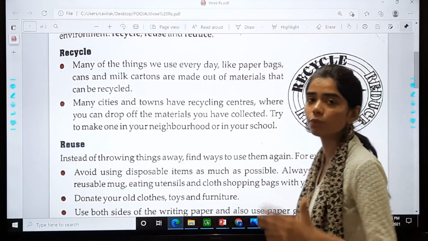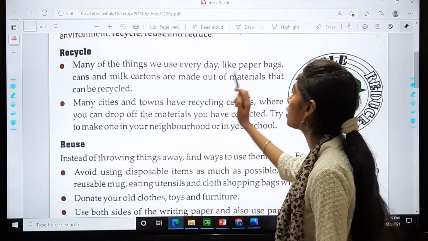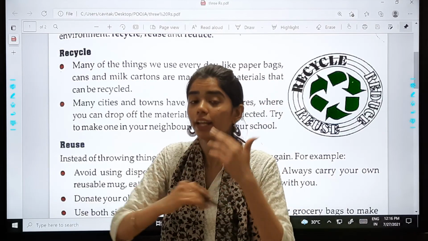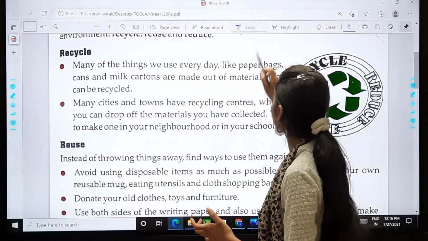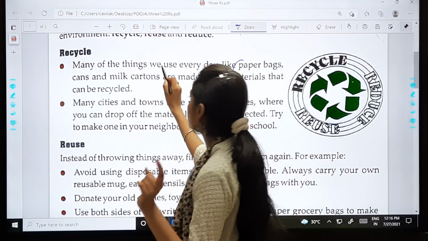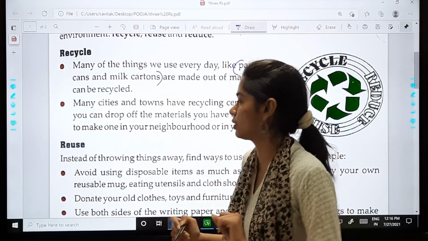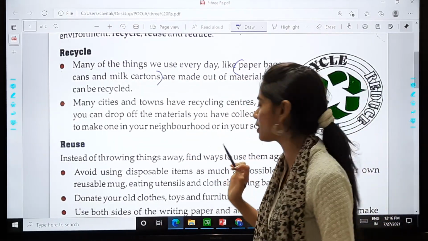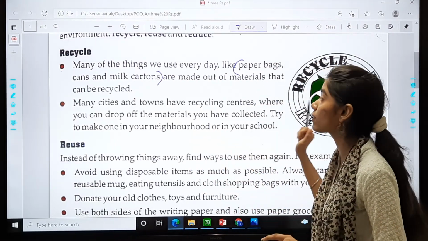Many of the things we use every day like paper bags, cans and milk cartons are made out of materials that can be recycled. All these things that are listed over here, paper bags, cans and milk cartons, they can be recycled. Many cities and towns have recycling centers where you can drop off the materials you have collected.